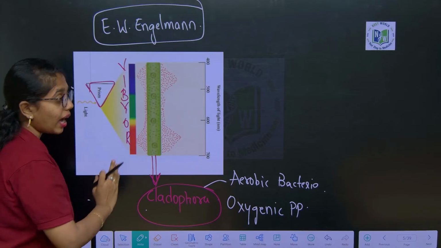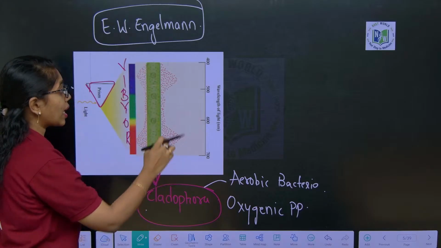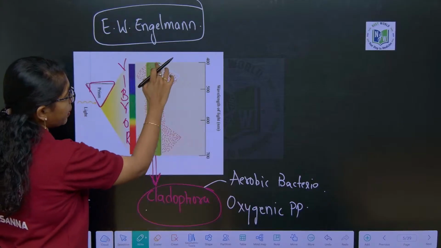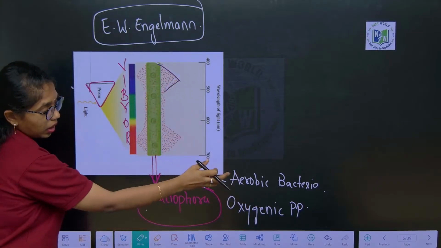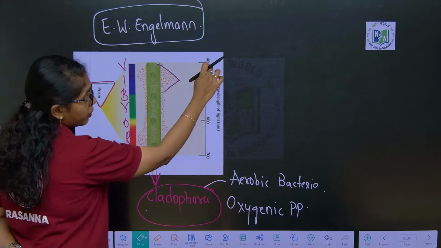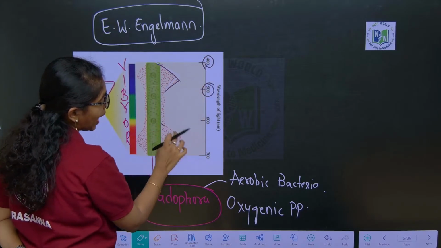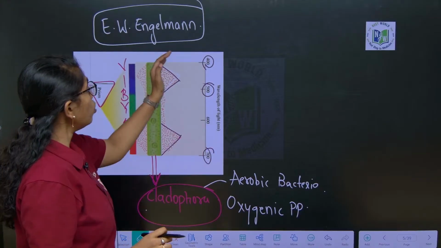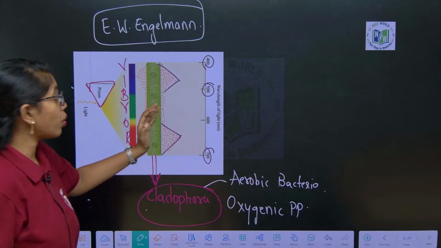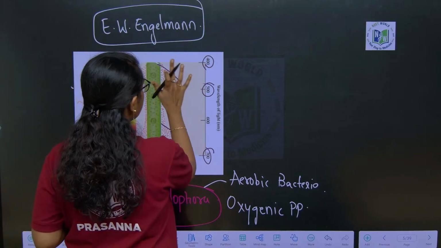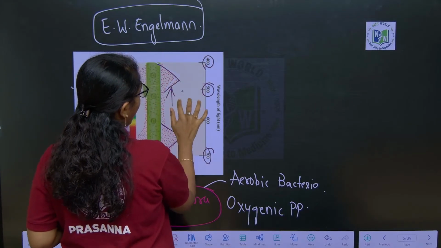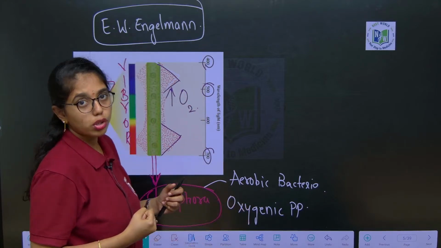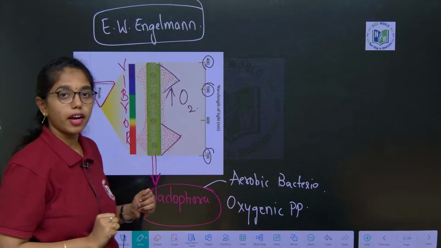So by placing aerobic bacteria over Cladophora, whichever spectrum is projected onto it, after some time you can see 2 peaks, wherein one peak is between 400 to 500 nanometers and the other peak is close to 700 nanometers. So 2 peaks are observed, showing the maximum evolution of oxygen from photosynthesis, where the aerobic bacteria got accumulated.